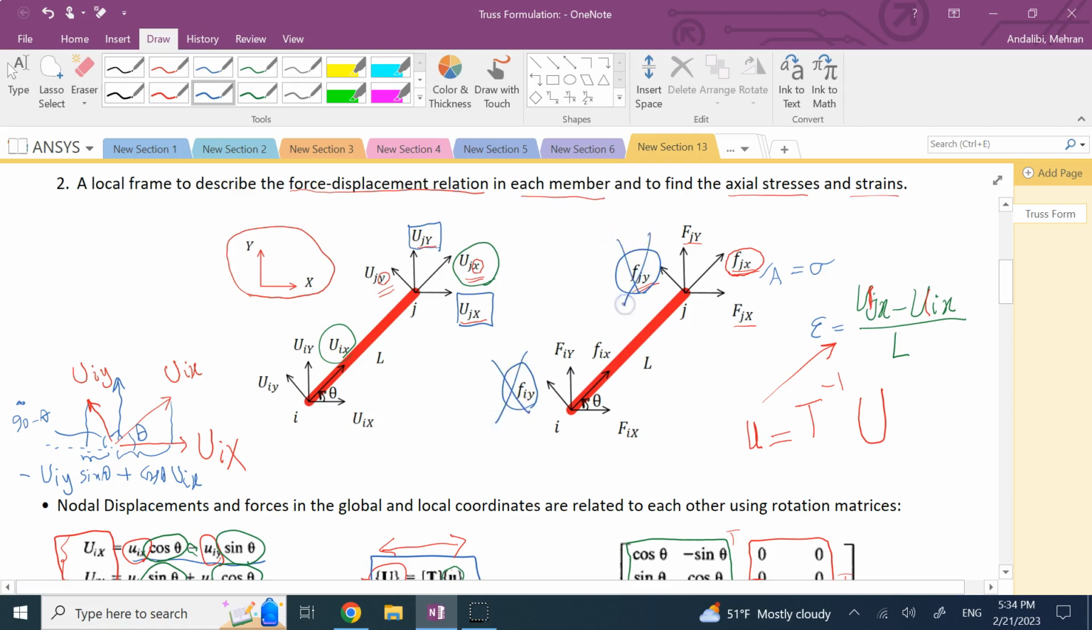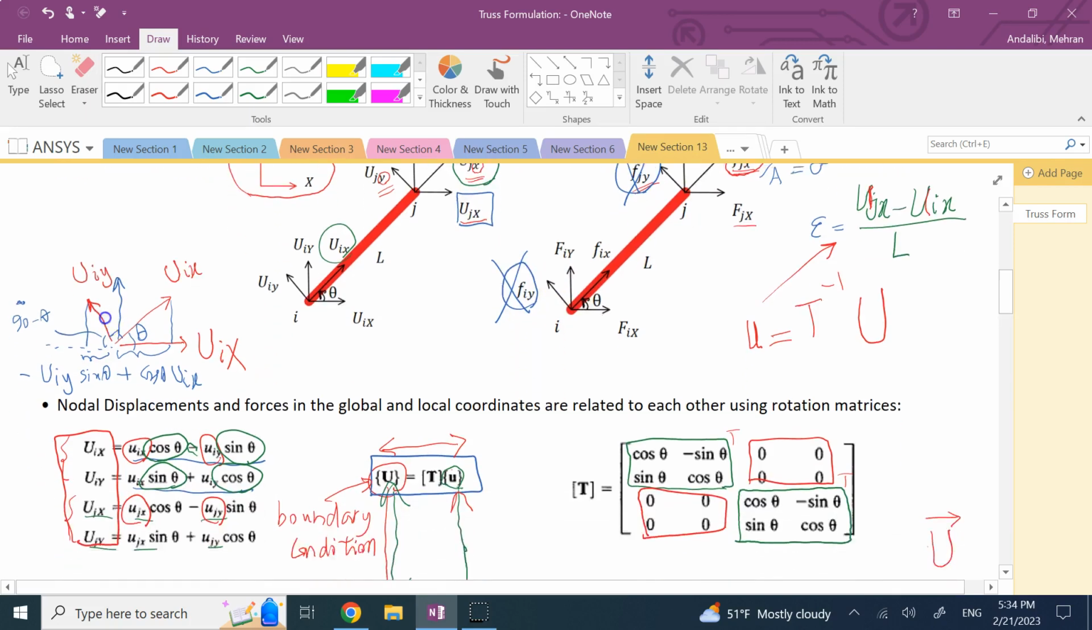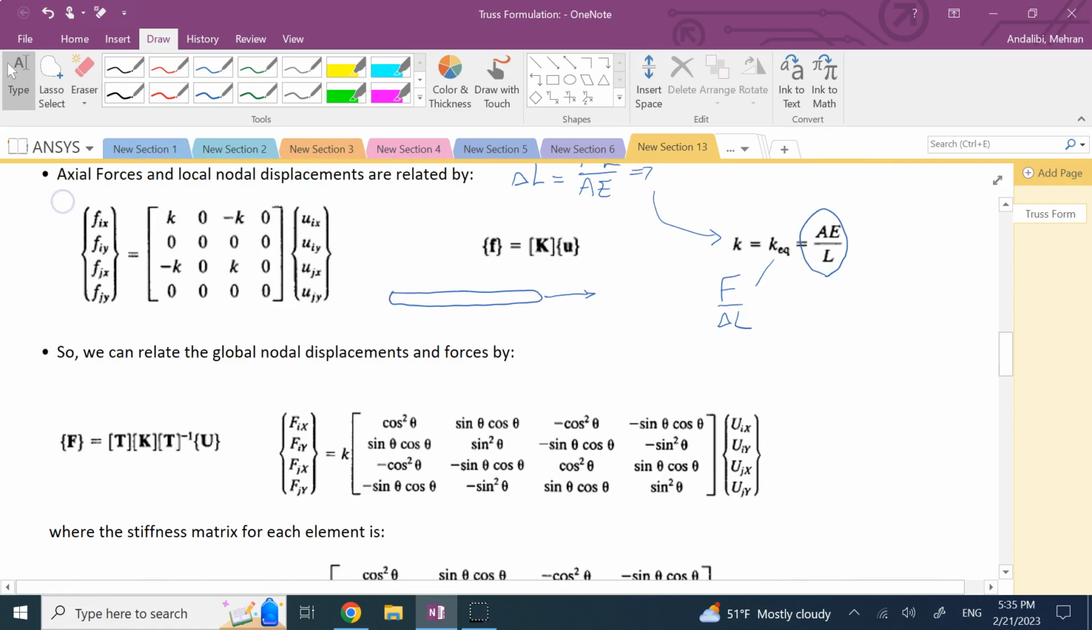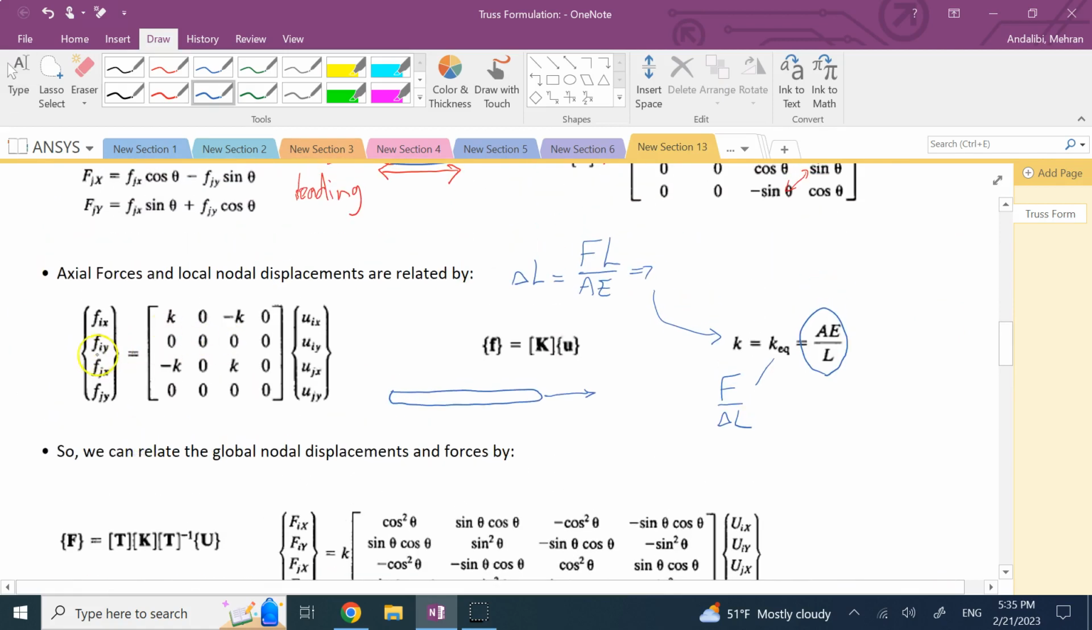Why? Because the truss is a two-force member. Only the axial forces would exist, not transversal forces. If transversal forces would exist, then we call it a beam element, not a truss element, and we see that in one of the future videos. So here, the y's are literally zero, and you can see that here. Fiy is a bunch of zeros times everything, and Fjy is a bunch of zeros times everything.